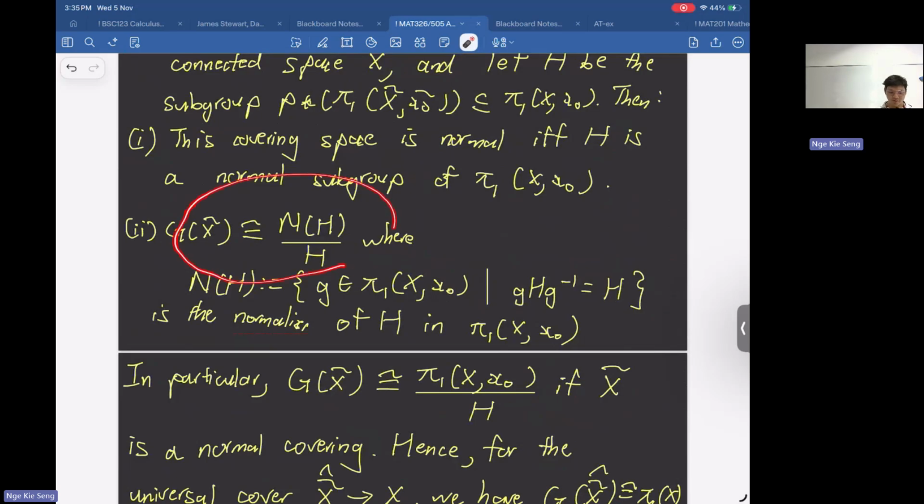This is the most general form. So how do you find the transformation of your covering space? You take the normalizer of your H, for H is the image subgroup of pi 1 of x, and then divide it by that subgroup. And then another thing you want to remember from here is normal covering space implies the image subgroup is normal. So this matches up with the group theory normal.